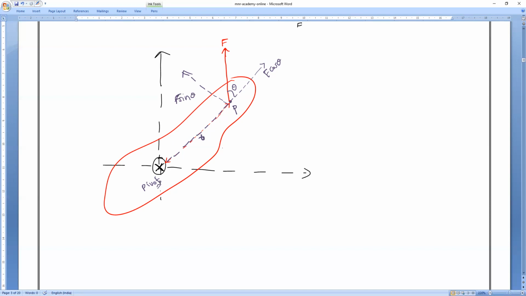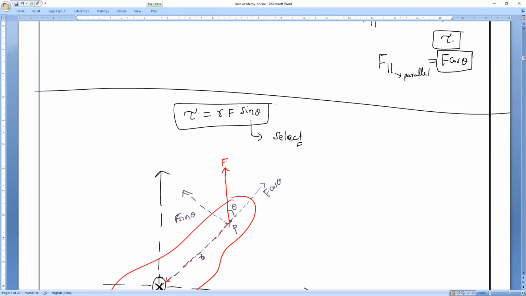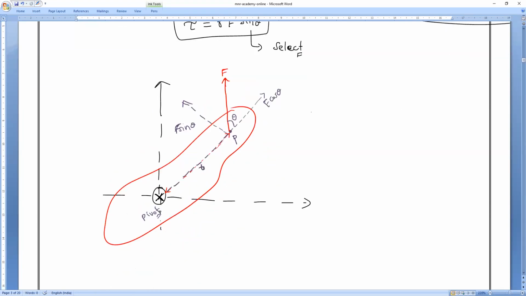Now, if you apply the right hand thumb rule, all of you remember the right hand thumb rule, as we all know that F cos theta will not create any torque. Why, I will teach you now. No torque will be created by F cos theta. Just wait two minutes. Now you all observe here: this is R and this is F cos theta.